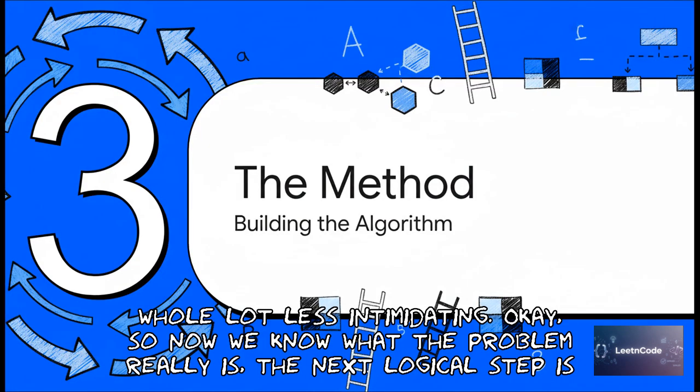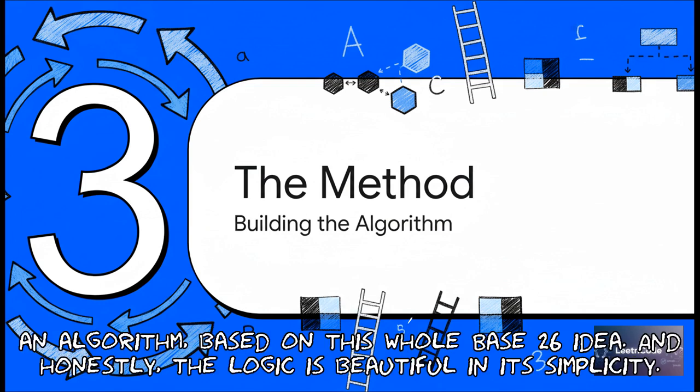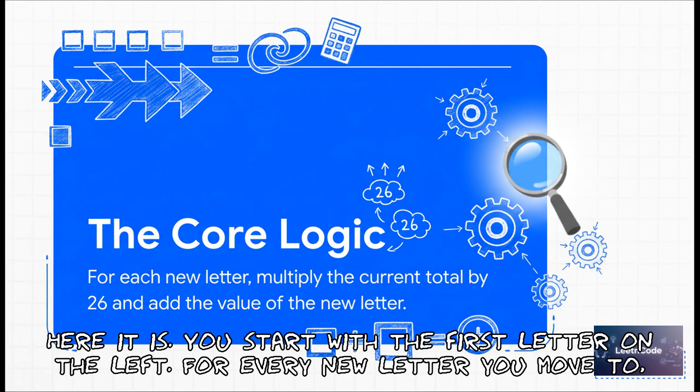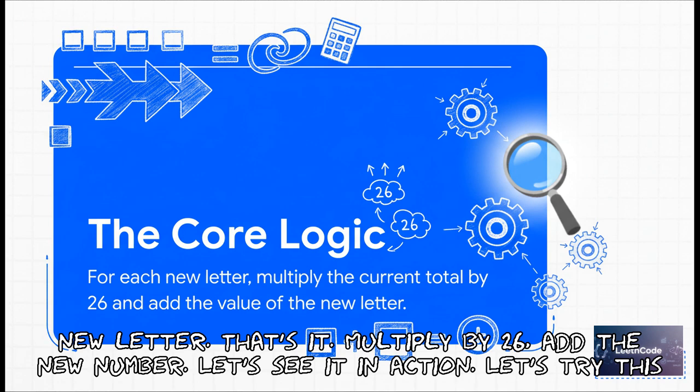Okay, so now we know what the problem really is. The next logical step is figuring out how to solve it. We can actually build a simple, repeatable set of steps, an algorithm, based on this whole base 26 idea. And honestly, the logic is beautiful in its simplicity. Here it is. You start with the first letter on the left. For every new letter you move to, you just do two things. Take your current total and multiply it by 26, and then add the value of that new letter. That's it. Multiply by 26, add the new number.